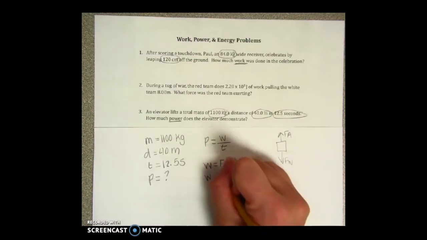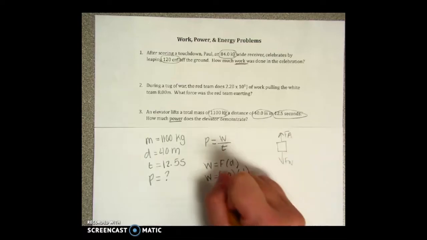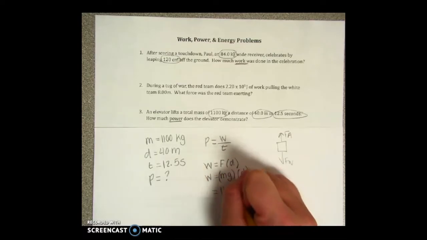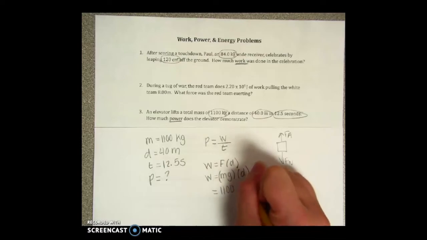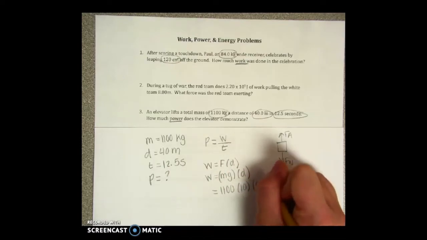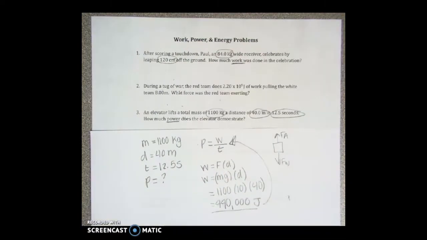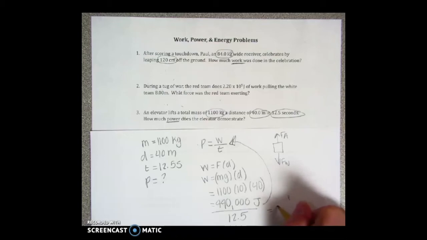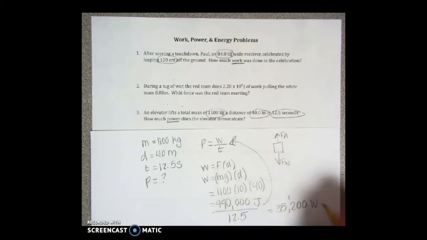So we're going to end up with, again, that mg times d. So that means we're going to have our 1100 times gravity, which is 10, times our displacement, which is 40. That should give us 440,000 joules. And so now we're just going to plug that into the equation and divide it by time, which is in seconds. So we should end up with 35,200, and since we're doing power, it would be watts.